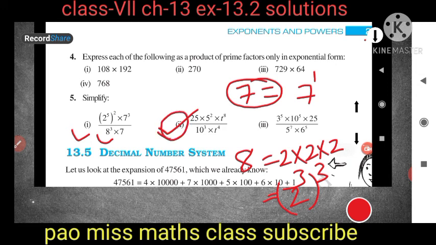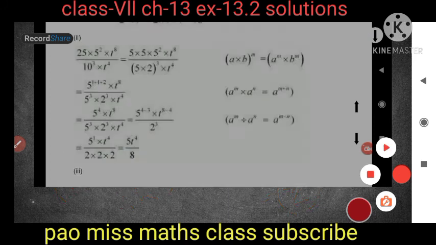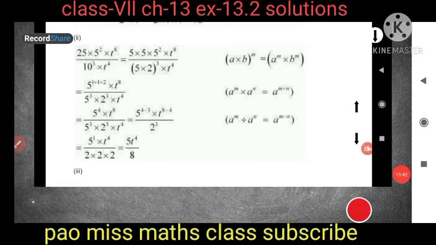Now 25 can be written as what? 5 into 5. So in place of 25, what will you write? 5 into 5 means 5 square. In place of 25 you will write 5 square. Now again, 10 can be written as what is the factor of 10? Factor of 10 is 2 into 5, isn't it? So in place of 10 you will write 2 into 5 to the power 3. I will show you the proper solution for this question. So this is the solution of question number 2.